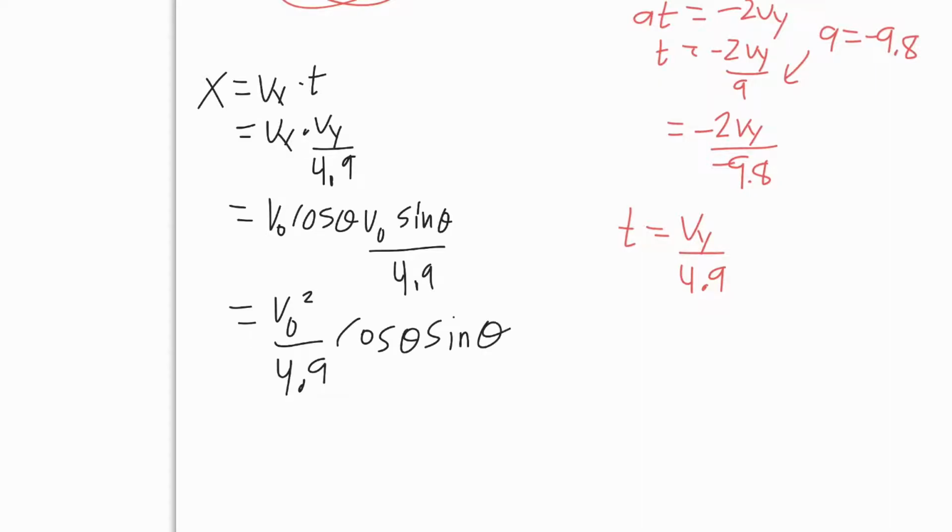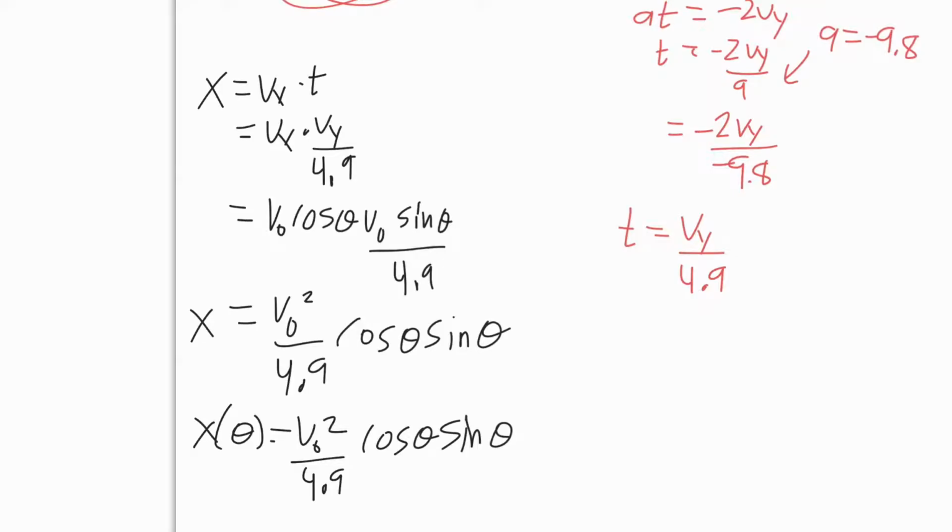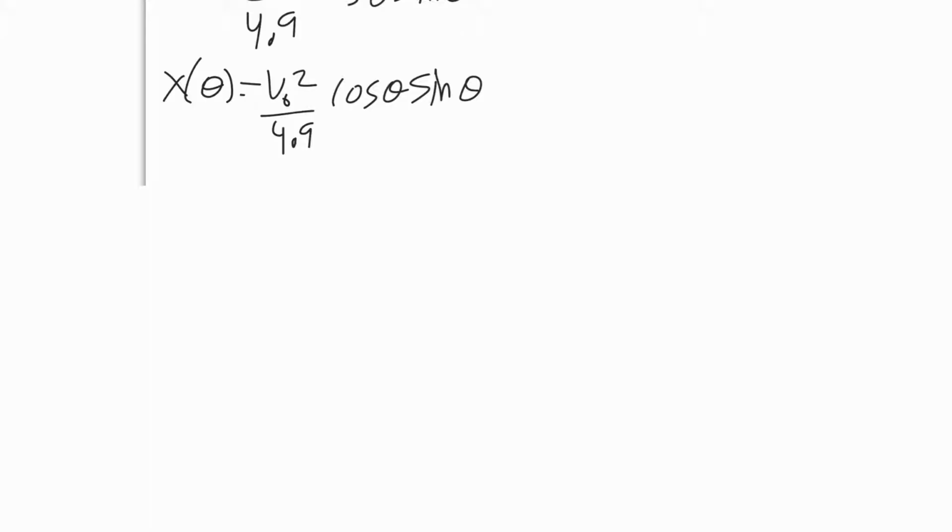Well, it looks like we now have a formula for x in terms of theta. So we can write this as x of theta equals v naught squared over 4.9 times cos theta sine theta. And important to note here, v naught squared is a constant. The initial velocity that you're launching at is not changing. 4.9 is a constant, and we have cos theta sine theta. So we're good to go with calculus. So let's move on down and find x prime.